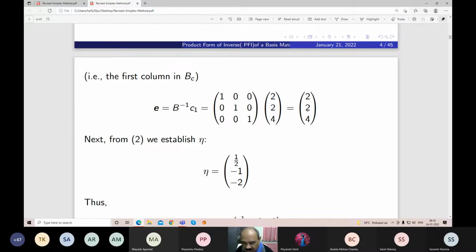Now second element is 2. We'll divide 2 by 2 with a minus sign. That is minus 1. Third element is 4. We'll divide by 2 with a minus sign. That is minus 2. So we have here, first element is half in the eta vector. Second element is minus 1. Third element is minus 2. The eta vector has three elements with respect to E. So now eta we are writing half, minus 1, minus 2.